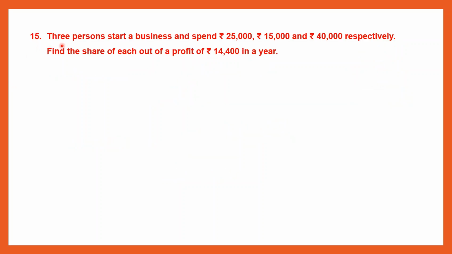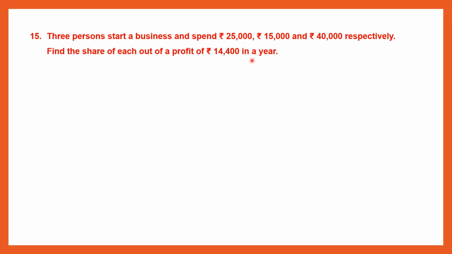Question 15. Three persons start a business and spend 25,000 rupees, 15,000 rupees and 40,000 rupees respectively. Since we are talking about three persons, this amount is for the first person, the second amount is for the second person, and the third amount is for the third person. Now what do we have to find out? We have to find the share of each person out of a profit of 14,400 in a year.